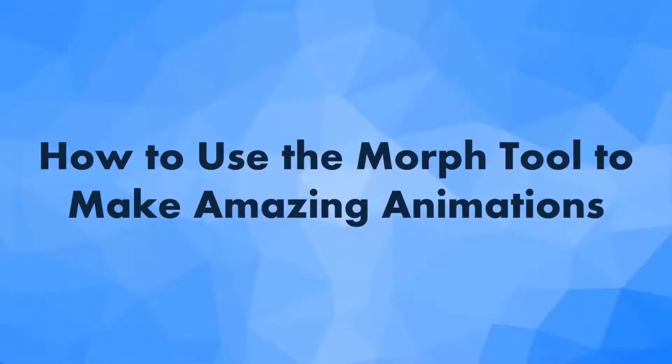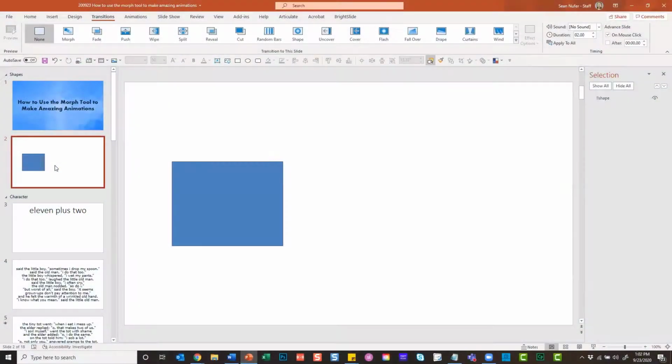We're going to talk about how to use the Morph tool to make amazing animations. So the first thing I'm going to show you is how to morph a shape. Morphing a shape means when you transition from one slide to another, the shape can change its properties and it'll make a seamless animation from one slide to the other. There are various things I can do.